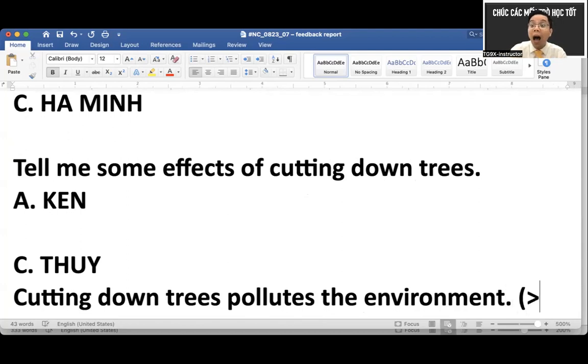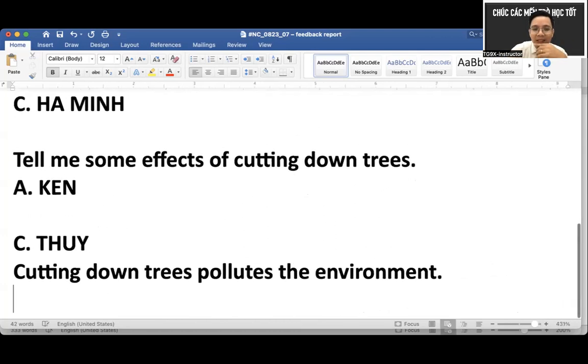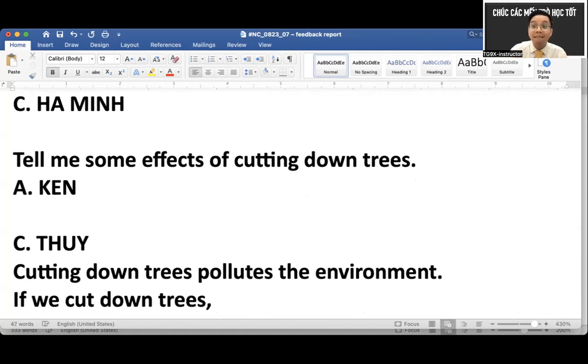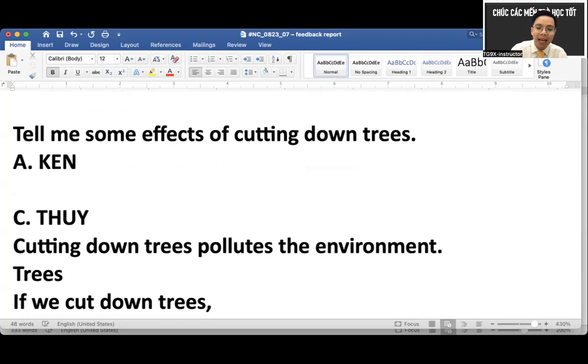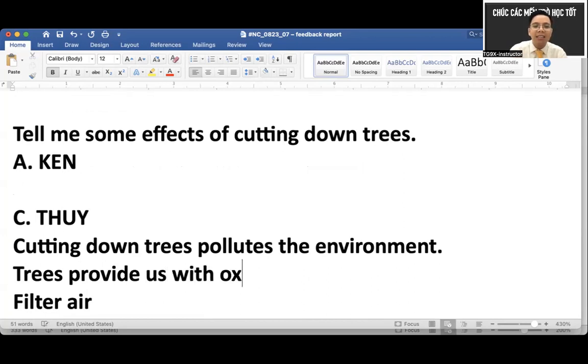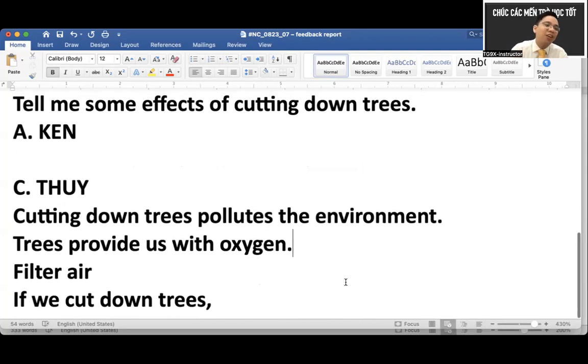Okay, so we cutting down trees. I think the tree supplies oxygen and filters air. So if we cutting down trees, it will affect badly the environment. Very good. Yeah, that's it, right.